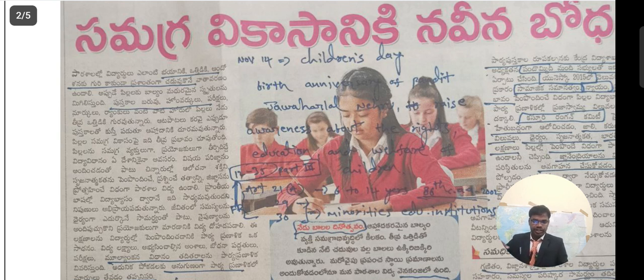In that, Article 15 clauses 4 and 5 apply to higher education institutions: for SC, ST, BC we have to provide reservation. Even Article 16 clauses 4, 5, 6 also provide some employment opportunities, something they mention. Even private schools are taking so much in fees, and we have to do something extra and limit the school fees, because all our government schools are not being chosen. Many people are going to private schools, so we have to put a limit.